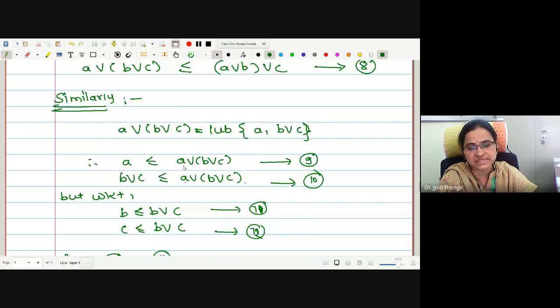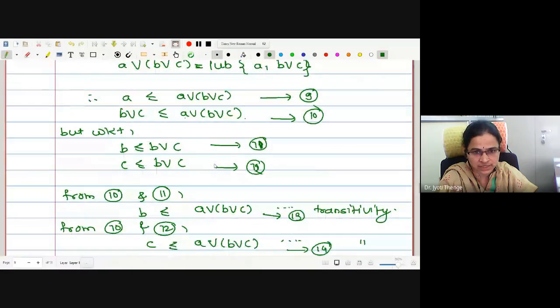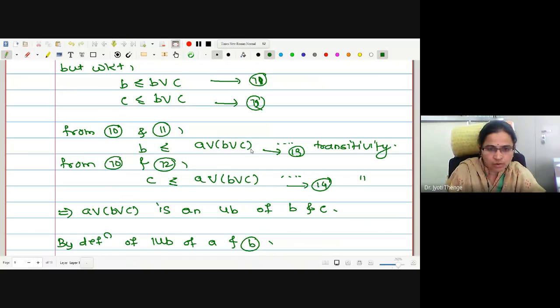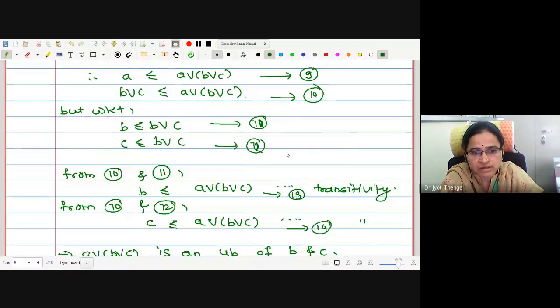That is A precedes A join B join C. B also precedes A join B join C. Okay. What are the numbers? A precedes 9, 30.